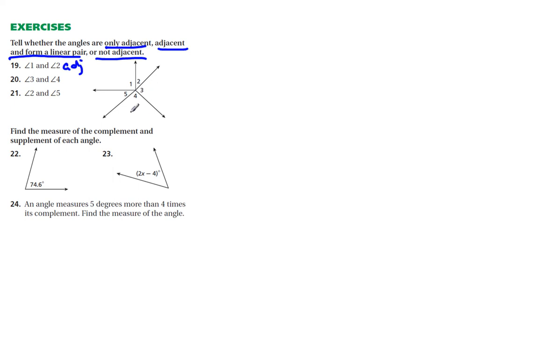I kind of like this question. Because you have to assume this is a straight line, but it looks like a straight line. So we can say that these are adjacent and linear pair. So adjacent and linear.